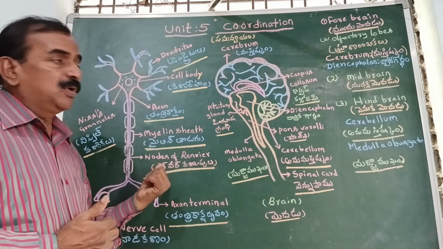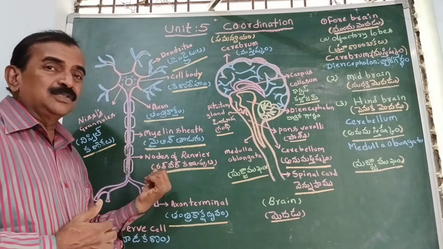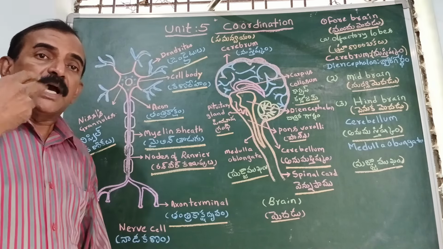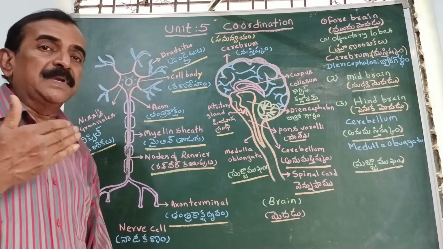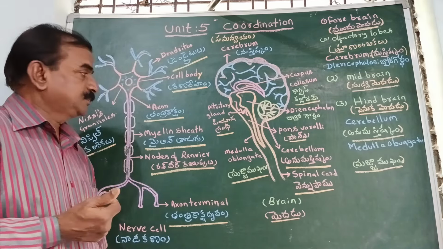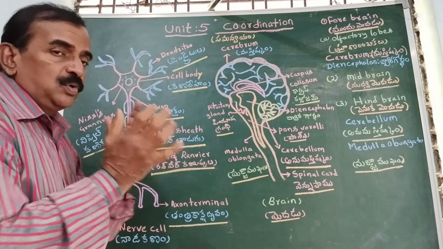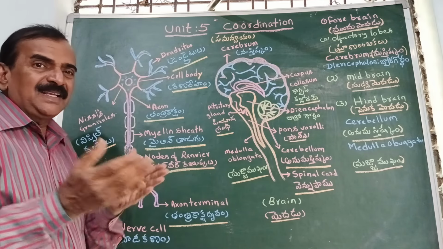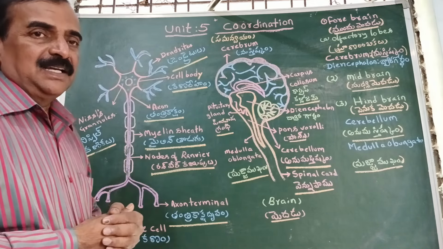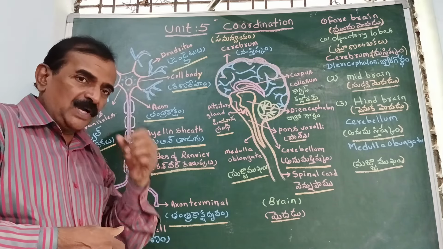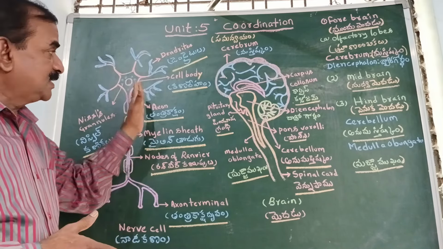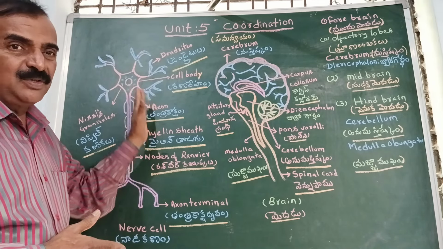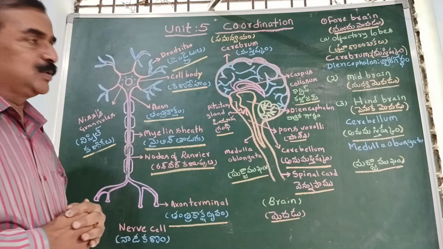On the green board, you are observing a nerve cell diagram. Our nervous system consists of more than 100 billion neurons or nerve cells. When you observe the main parts of the nerve cell, you can take a nerve cell slide and keep it under a microscope, and you can clearly observe the parts of this nerve cell.